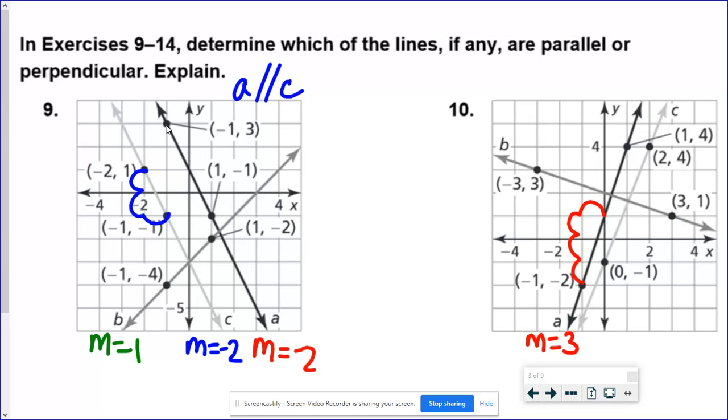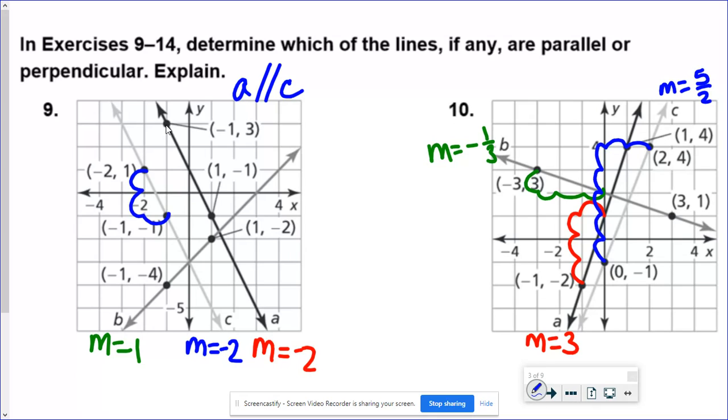For line B, I have a negative slope. I'm going to move down 1 and over 1, 2, 3, or I could have gone down 2 and over 6, but that slope is going to be a negative 1/3. And for line C, I'm going to move up 1, 2, 3, 4, 5, and over 2.